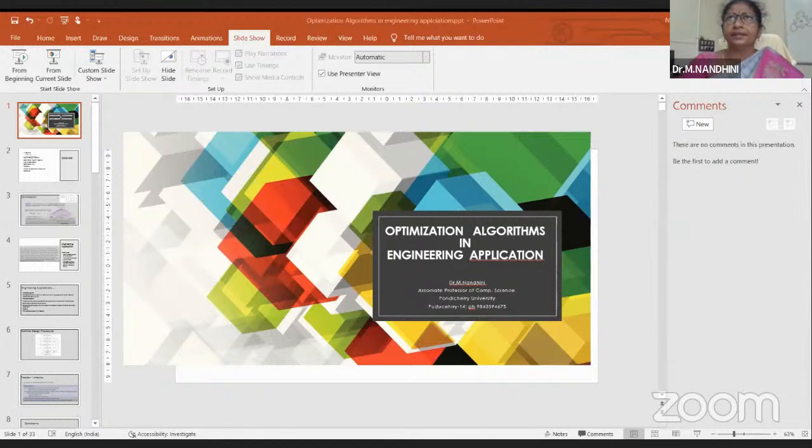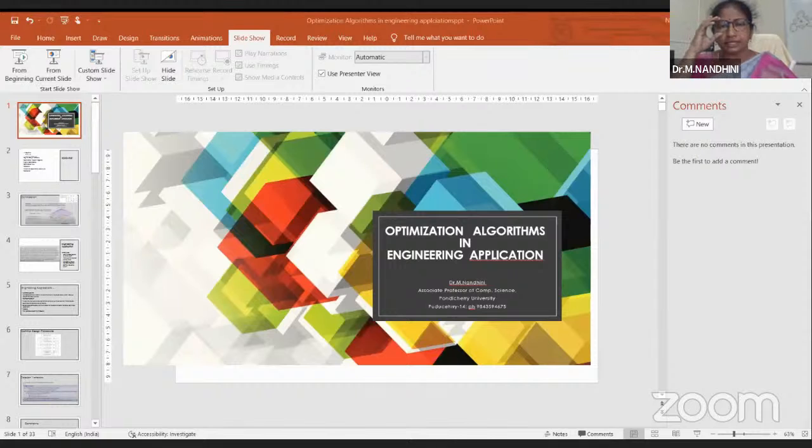And more than this, we have seen so many optimization algorithms. Each and every algorithm has its own unique pattern. So for different applications, we should have an idea about these optimization algorithms to apply the suitable one. This is the main reason for having this presentation. I hope I will meet all these expectations of the participants.